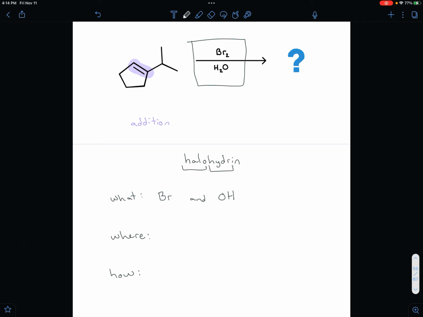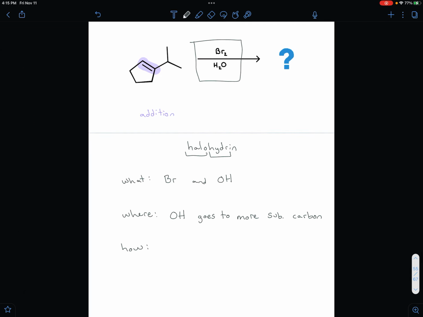One thing you have to be aware of is that the OH goes to the more substituted carbon. In the mechanism, the bromine adds first, and you form a carbocation on the more stable position, the more substituted position. So the bromine adds to the less substituted position. And so over the course of the mechanism, the OH adds to the more substituted carbon where the carbocation was. So the bromine adds first to the less substituted position, and that means the water, or the OH, is going to add to the more substituted position.